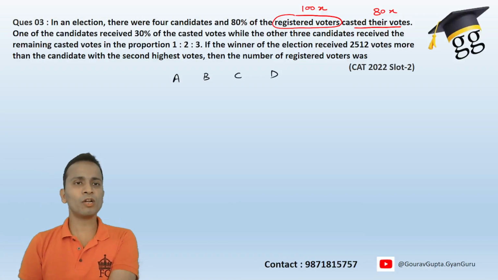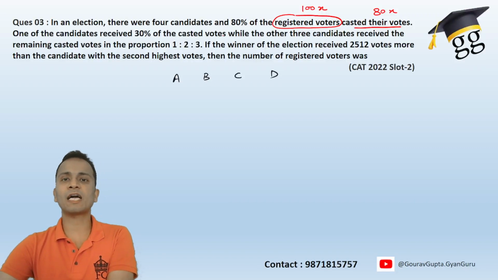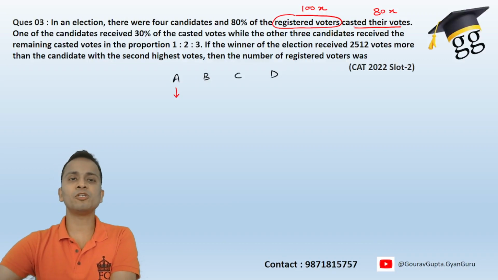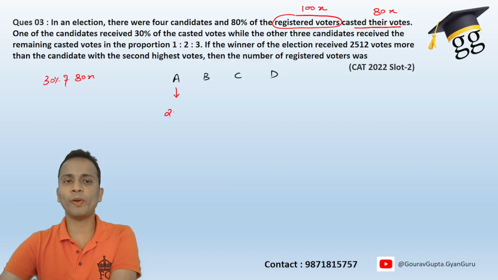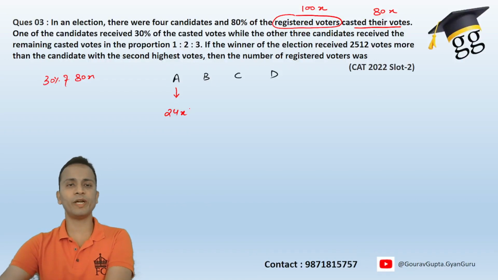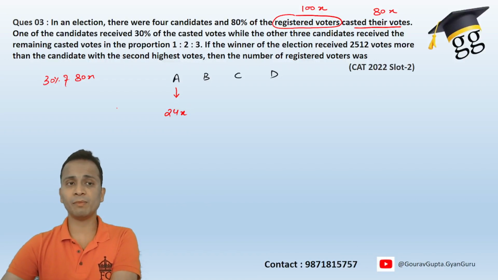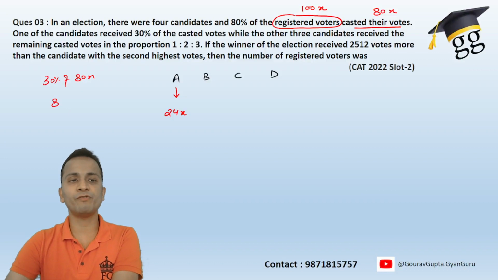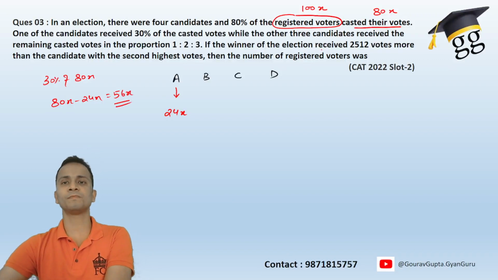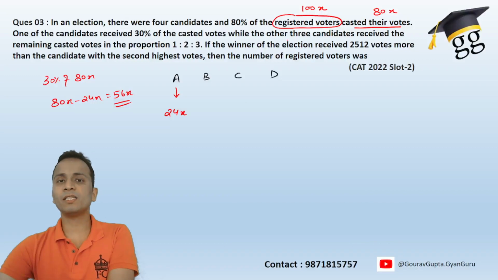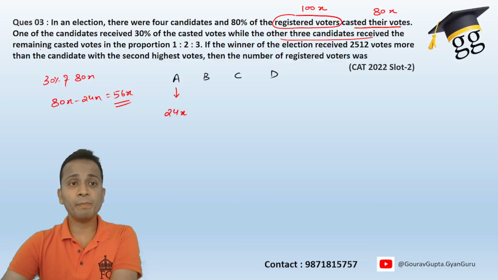Okay, one of the candidates received 30% of the casted votes. Let's say that candidate is A, received 30% of the casted votes. That means 30% of 80x. That will be 24x. So A has received 24x votes. Now the remaining number of votes, 80x minus 24x, that is 56x. Okay, this is the remaining number of votes. Okay, while the other 3 candidates received the remaining casted votes.